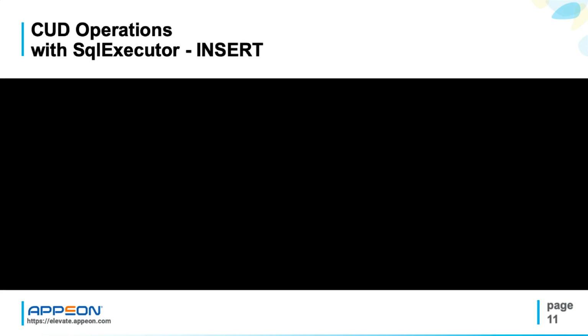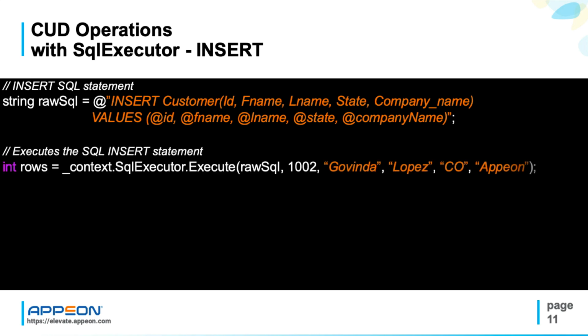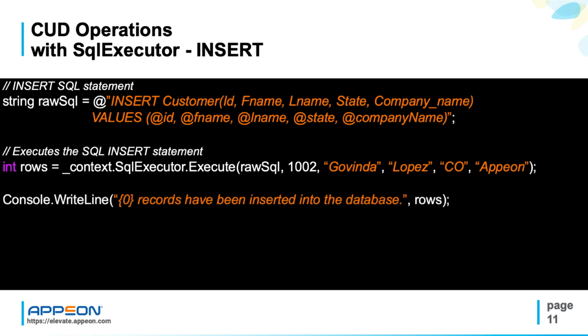Let's now look at a real example of how to perform an insert. We declare a string variable for the raw SQL. We execute the raw SQL statement, passing in the parameter values it requires. And we can now know how many rows have been affected.